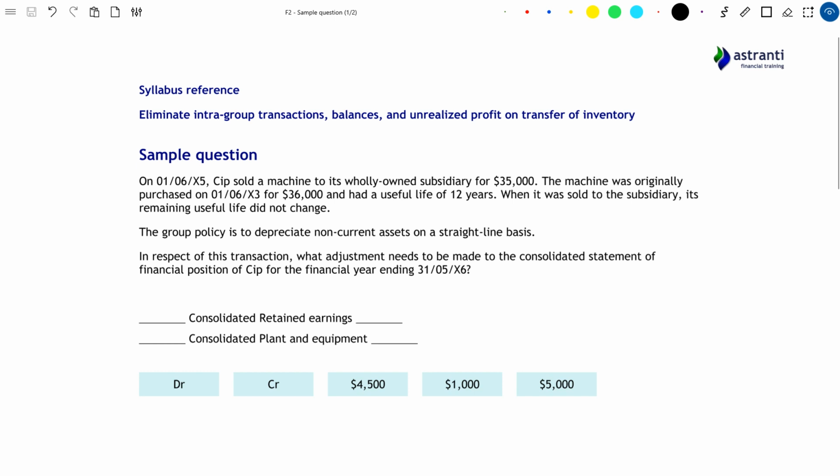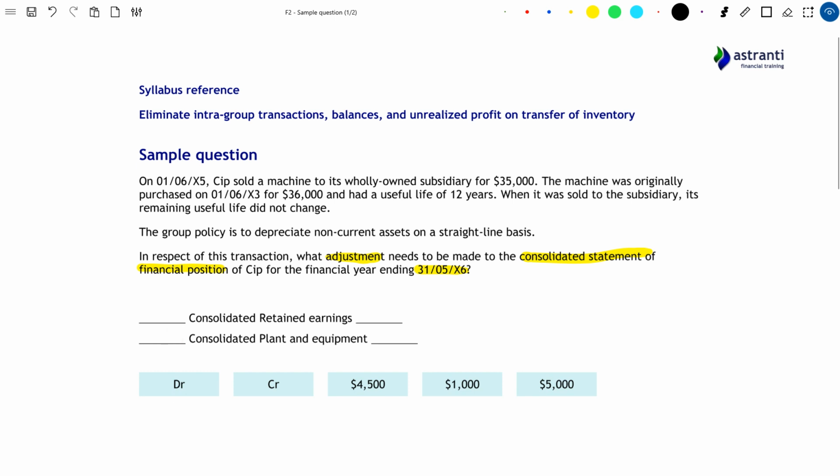If we look at the requirement in this case, in respect of this transaction, what adjustment? So we're looking for an accounting adjustment that needs to be made to the consolidated statement of financial position. That tells us what statement we're working in, for SIP, for the financial year ending the 31st of the 5th X6. So we're given a financial period to work with. Looking at the options, we're looking for an adjustment to consolidated retained earnings, consolidated plant and equipment. So what we need to do is figure out whether we're making a debit or credit entry.